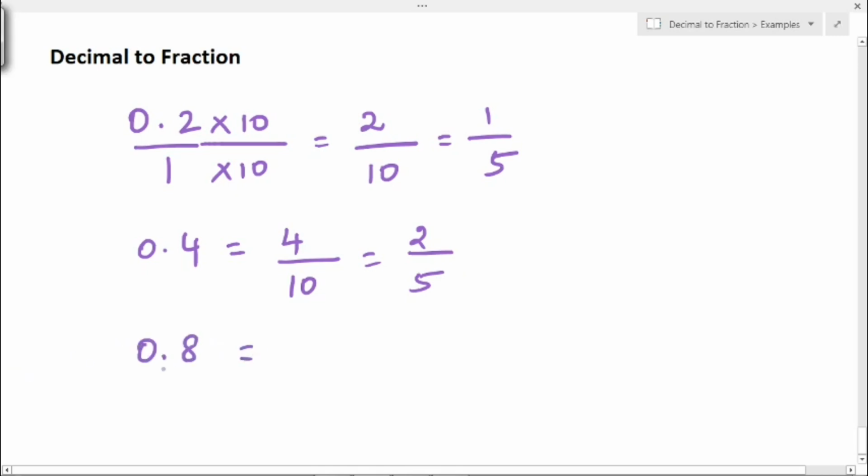Next, suppose we have 0.8. Again, after the decimal point we have only one number, so we have to divide by 10 and write the 8 in the numerator. So 8 divided by 10. If you simplify, dividing by 2, you will get 4 divided by 5. So the fraction value of 0.8 is 4 divided by 5.